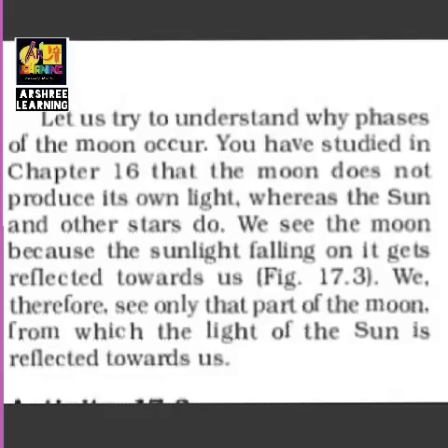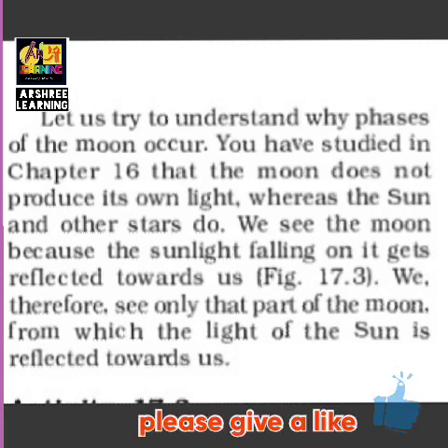The phases of the moon occur due to the change of the angle of the light which falls. You have studied in an earlier chapter that the moon does not produce its own light, whereas the sun and the other stars do. The moon does not have its own light, all of us know. It reflects the light of the sun. So we see the moon because the sunlight falls on the moon and it gets reflected.